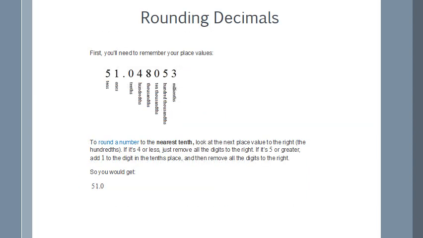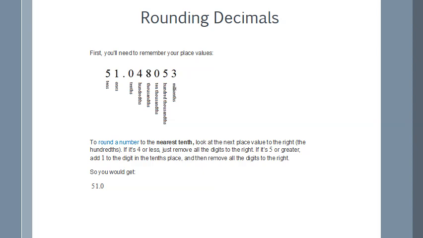Please know the definition of how to round decimals. It's very similar to the definition of how to round whole numbers. The only difference is that you drop off the remaining numbers after the round off number. So I'll get to that.